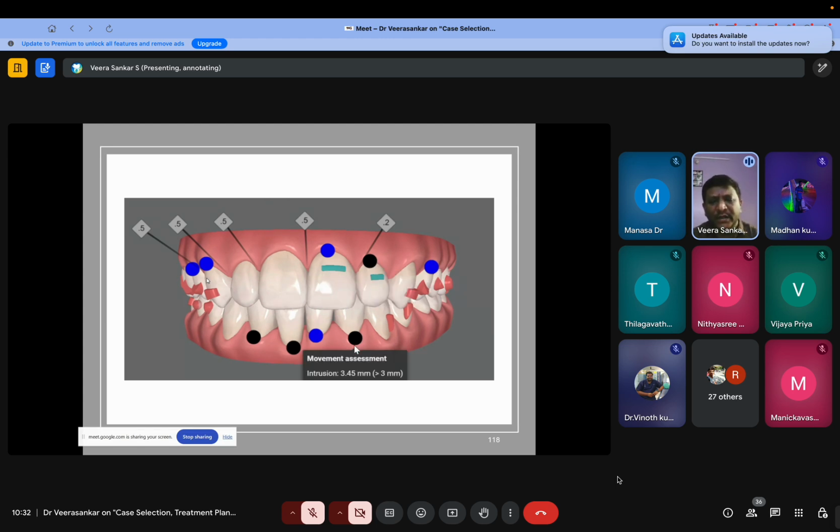What is this color coding? It's nothing but an indication that it is out of range. For example, if the expected movement is only 2.5 to 3 millimeters, and it is even 3.01 millimeters, it will be shown in a different color. It will become black. So this is color coded.